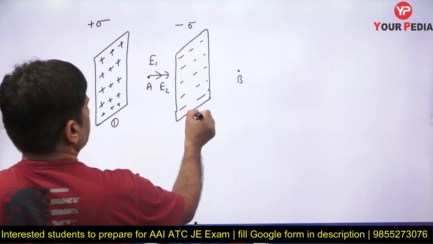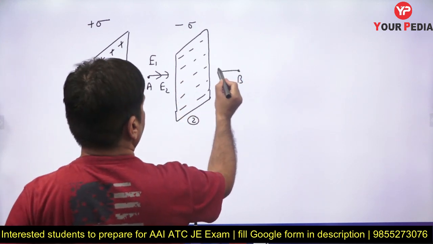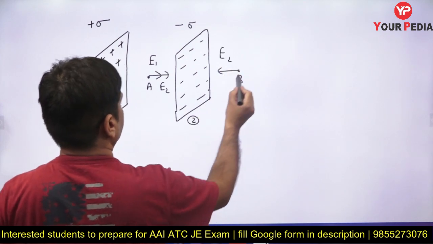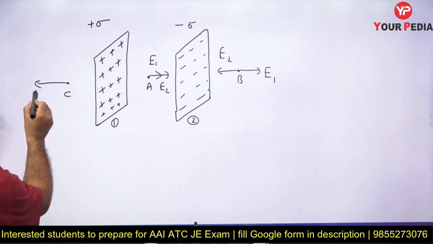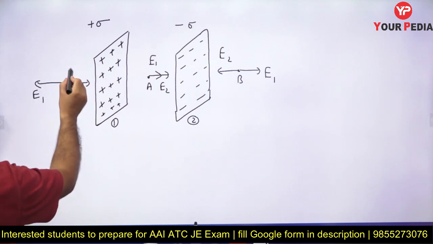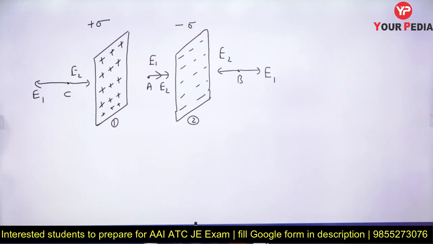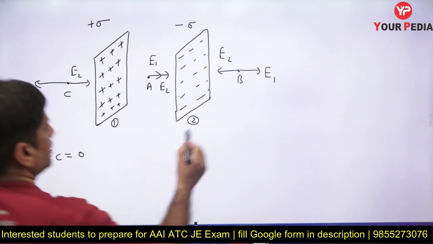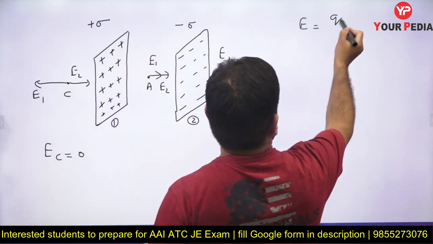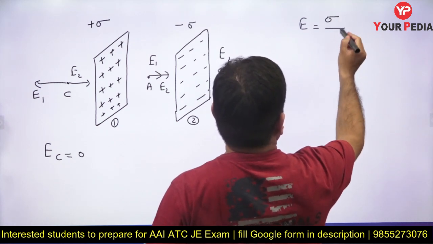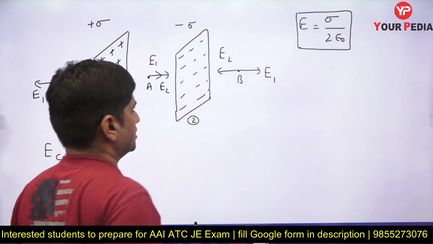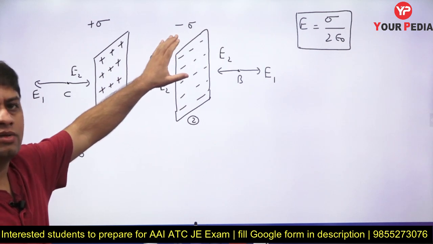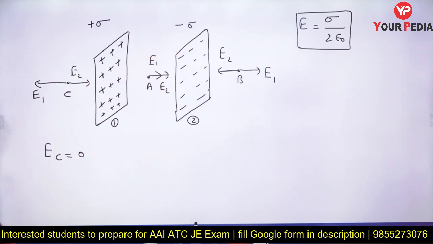Can you tell me, because of the second sheet, what will be the electric field at B? And what about A? Now at C, the electric field because of the first will be this and because of the second will be this. What is the total electric field at C? It is 0. Why? Because the electric field formula you have just derived is sigma by 2 epsilon naught, and this is independent of the distance. It is dependent only upon sigma. So on one side sigma is positive, on the other negative. It will cancel out. EC is 0.